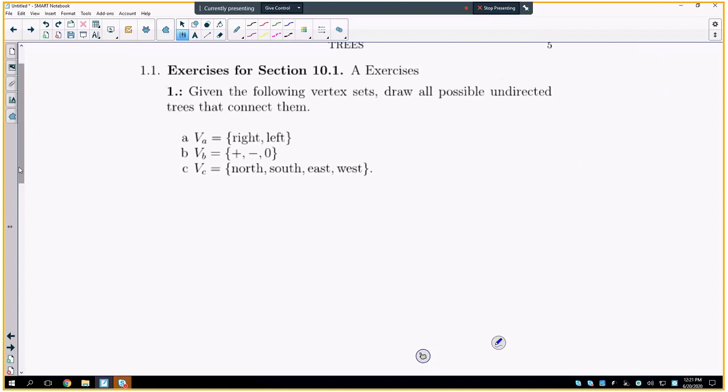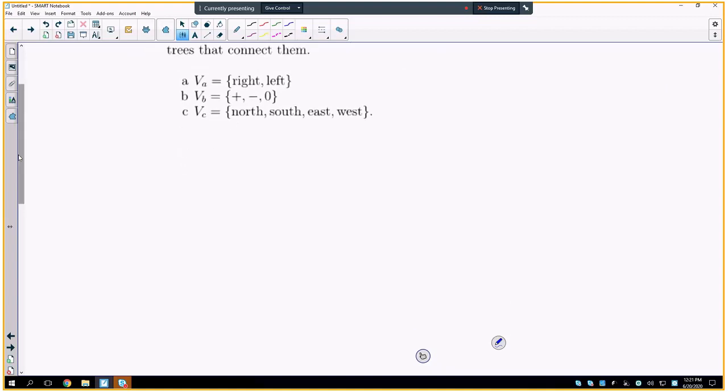The first one says that given the following vertices, draw all possible undirected trees that connect them. So the first example that we're going to do is the vertex set given by two vertices, right and left. So this is probably the easiest situation. So think about right and left being your two vertices. So say I'm going to call them this way. And this is one tree because they have to be connected, and I cannot put any more edge because then I will get a cycle. So that's the way you can do it. In practice, your answer should be there is exactly one tree connecting two vertices.